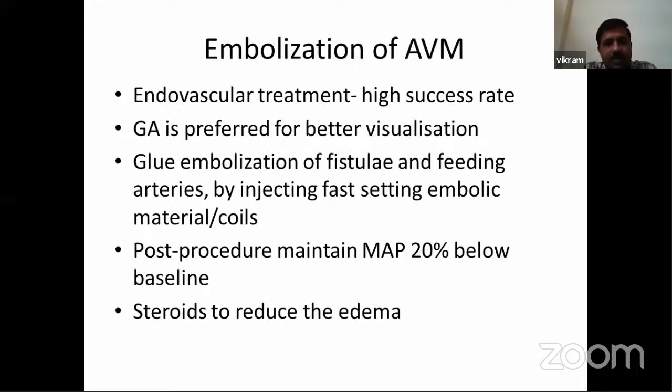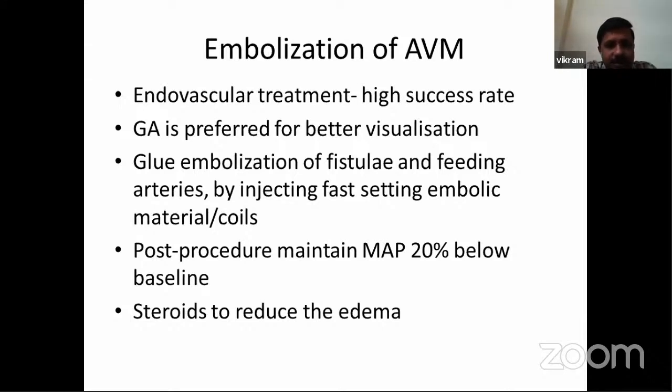Embolization of arteriovenous malformation is another commonly performed procedure. It has a high success rate when performed by endovascular approach. General anesthesia is preferred, again for better visualization. The procedure involves glue embolization of the fistula and feeding arteries. Fast-setting embolic materials or coil are injected into the nidus of the lesion, the AV malformation.